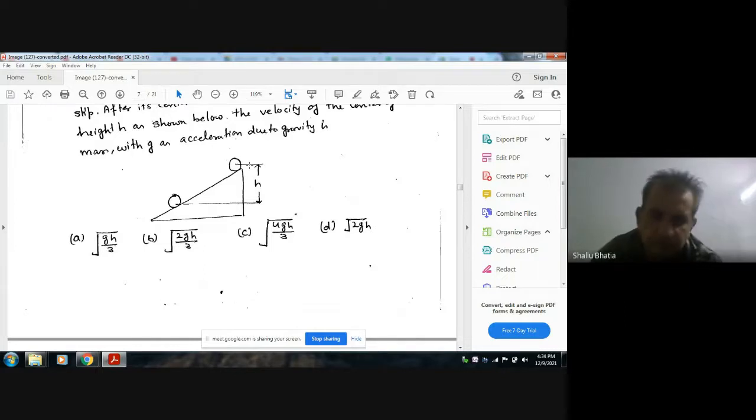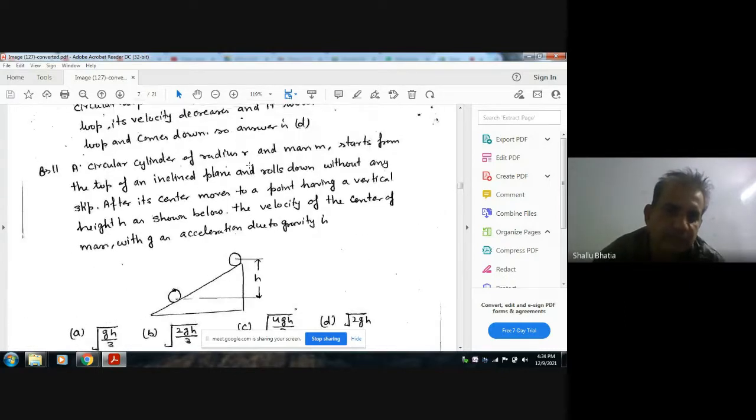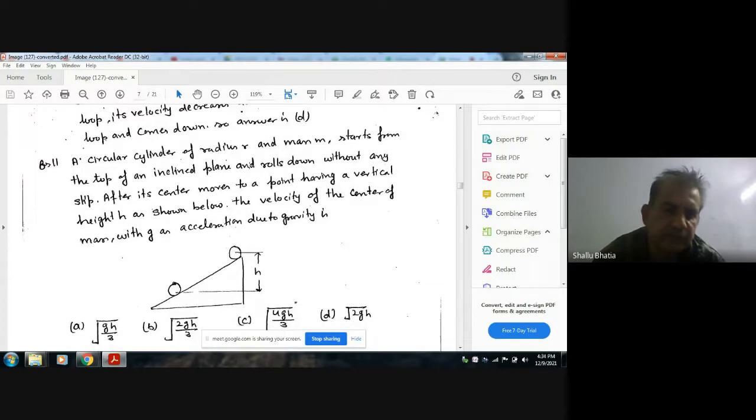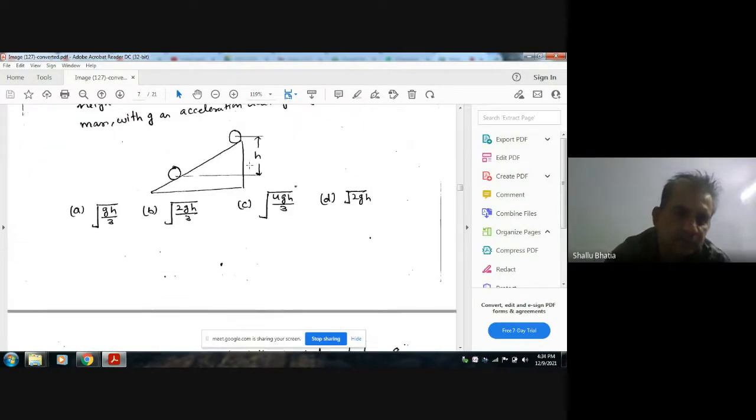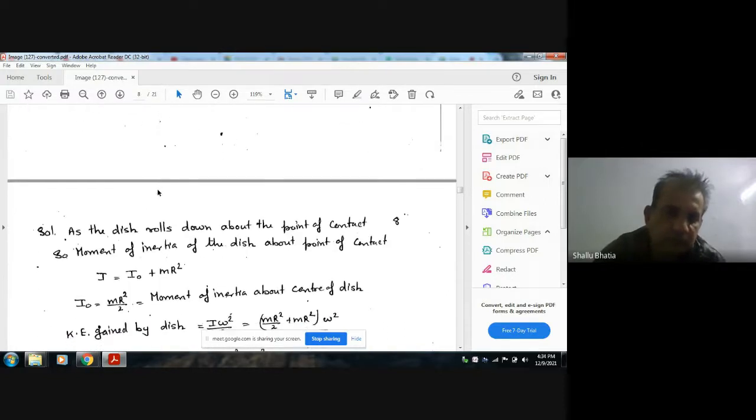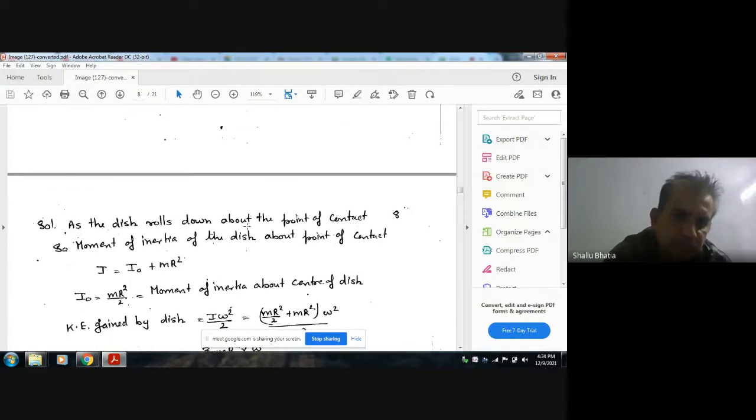So the concept that the potential energy is converted into kinetic energy is used here. As the disk rolls down, it gains kinetic energy, and it is at the cost of potential energy. And when it goes down, it is rotating about the contact point. So study this. As the disk goes down about the point of contact, the moment of inertia of the disk about the point of contact will be I naught plus mr square.